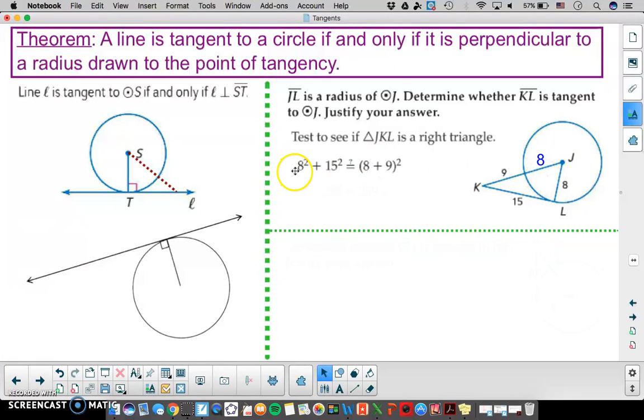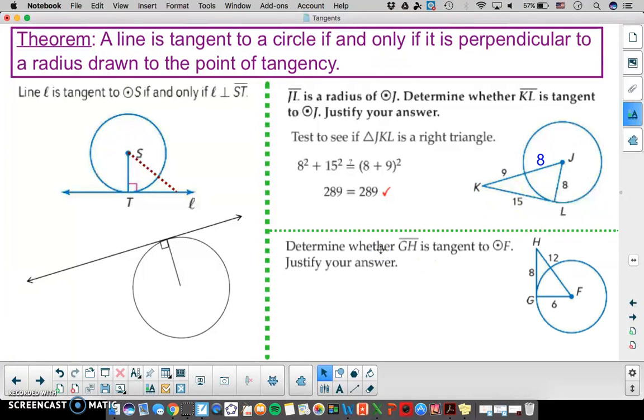So using Pythagorean theorem, we'll have 8 squared plus 15 squared, and we're seeing whether or not it's equal to 8 plus 9 squared. That hypotenuse is 8 plus 9. So 8 squared is 64, plus 15 squared, which is 225, and we get 289. 8 plus 9 is 17, and 17 squared is 289. Because they're equal, we know that this has to be a right triangle.